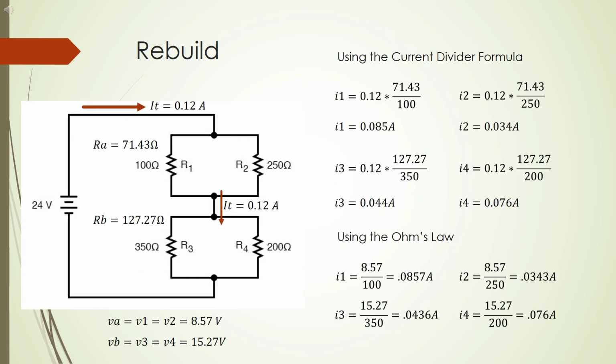In the rebuilt circuit we can now solve for the individual currents using the current divider formula. Notice that the total current will be the current shared by the combination of R1 and R2, as well as the combination of R3 and R4. Using the current divider we have obtained I1 to be 0.085 ampere, I2 to be 0.034 ampere, I3 to be 0.044 ampere and I4 to be 0.076 ampere.